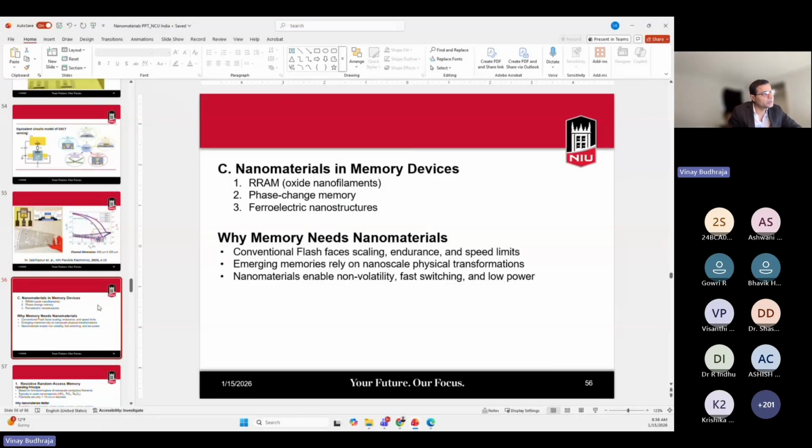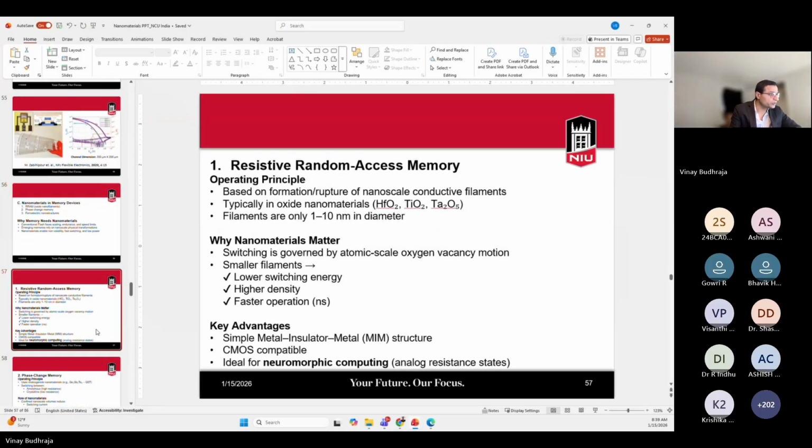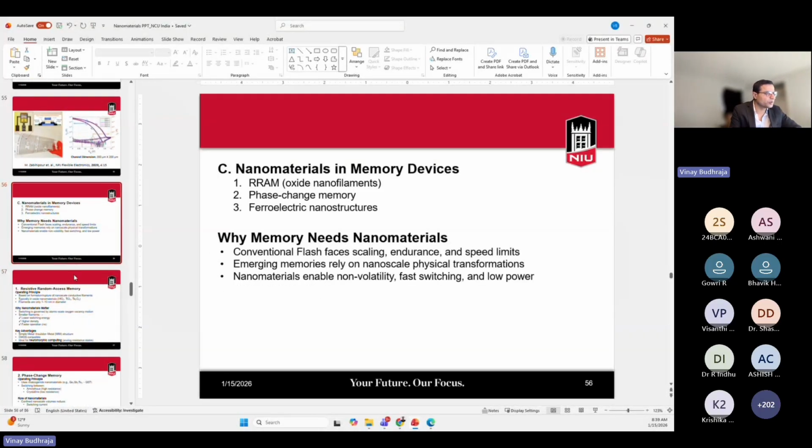Next, in the future generation of nanomaterials, it is in the memory devices, which cover resistive RAM, phase change memory, and ferroelectric nanostructures. So why does memory need nanomaterials? Because conventional flash faces scaling, endurance, and speed limits. Emerging memories rely on nanoscale materials, and nanomaterials enable non-volatility, fast switching, and low power. That's why we need nanomaterials in memory. We cover each of these one by one.